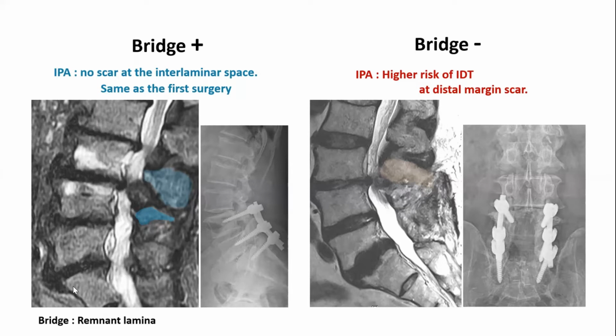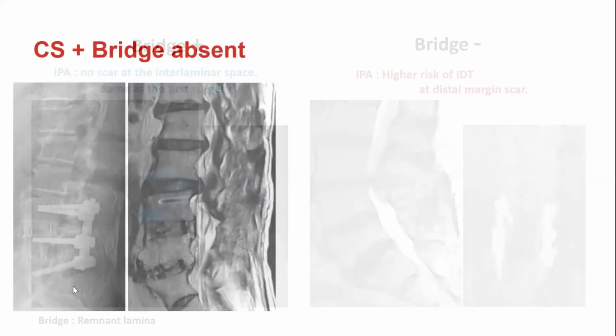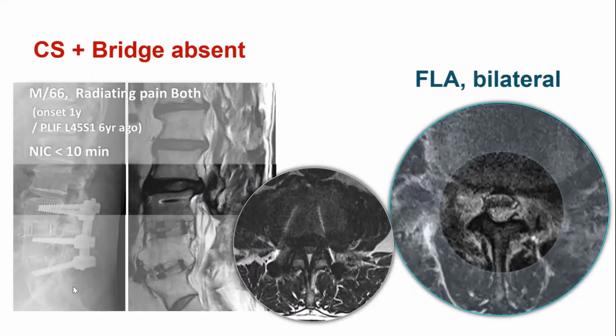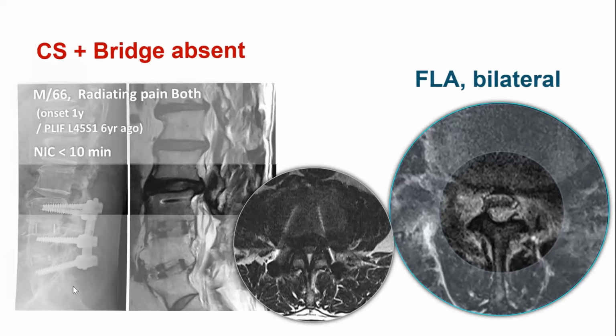In these cases, if we do interlaminar approach, there's a higher rate of dural tear. Not that it cannot be done, but there is a higher chance of a dural tear. So there's a very important decision of whether you should do a far lateral approach, or you can do it bilaterally and still decompress the central region, or interlaminar approach, depending on whether the bone bridge is present.